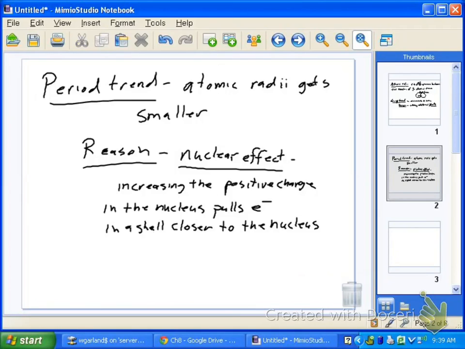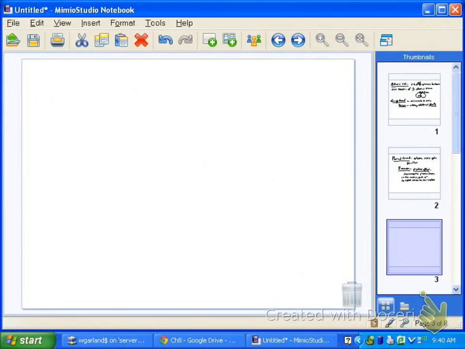Real simple, real basic. Like Carter said, why wouldn't it get bigger as you go across? Those electrons are getting together. They repel one another, but the nuclear effect is greater than that repulsion between those electrons. So they'll be pulled closer and closer to the nucleus, and the trend is to get smaller going across. Okay? We need to move on to ionization energy.